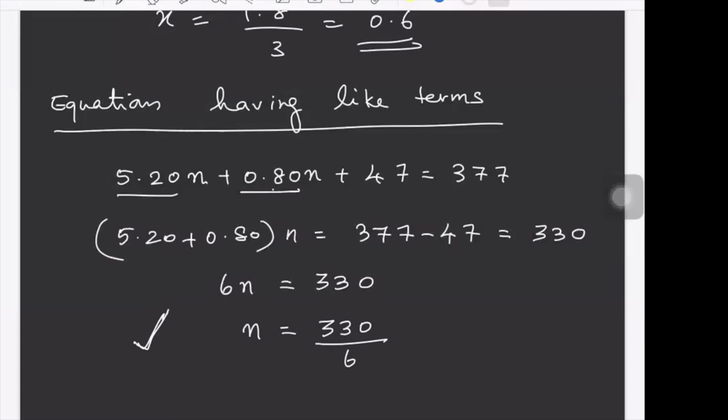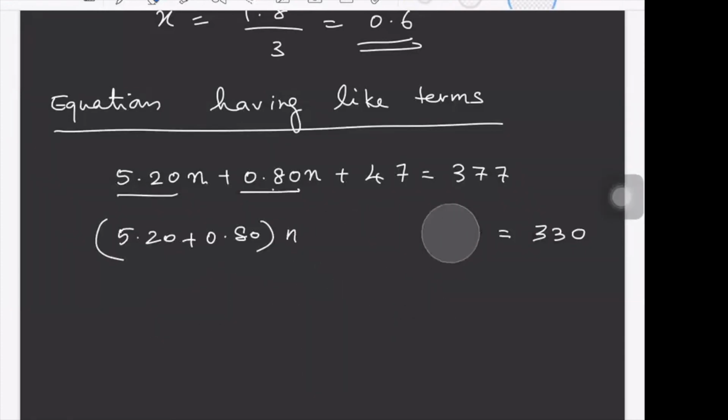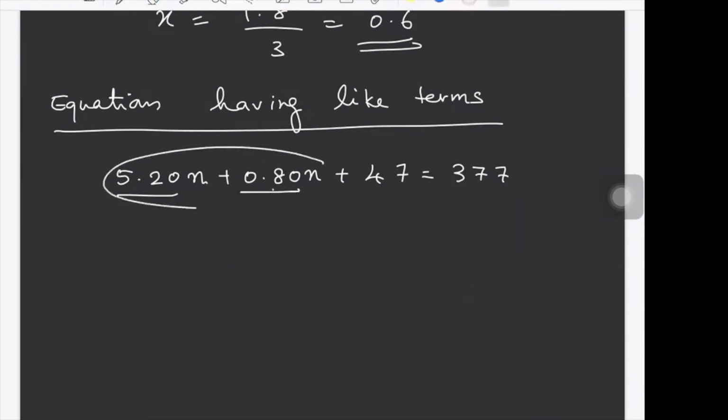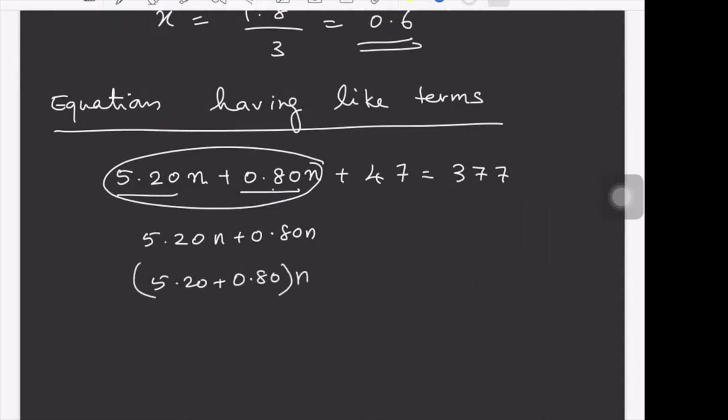I thought you could only combine the terms that are on the same side. Of course, see, maybe I've skipped a step. Listen. You can combine these two terms. It is 5.20n plus 0.80n. This will become 5.20 plus 0.80 times n. Right? And what about 47? You add minus 47 on both sides.